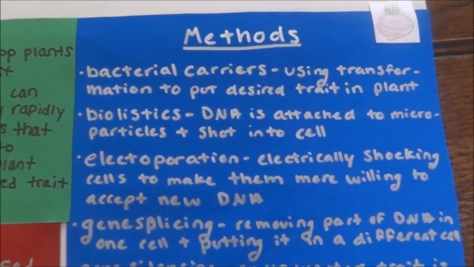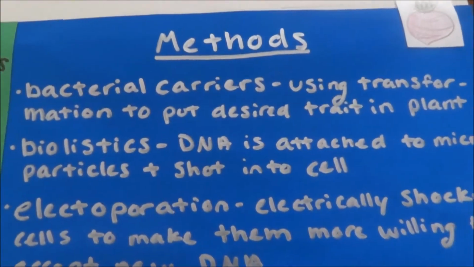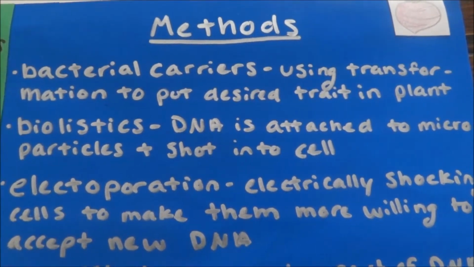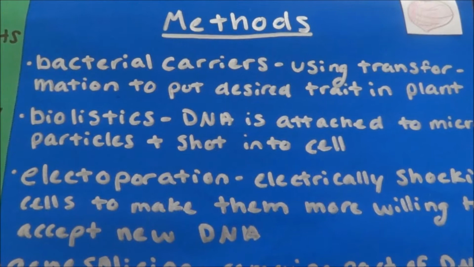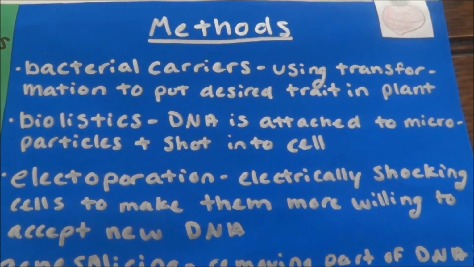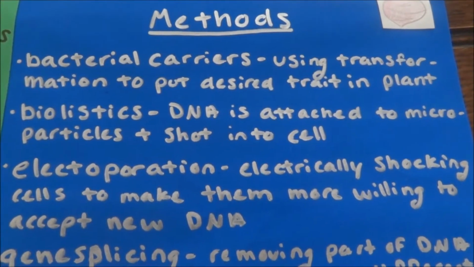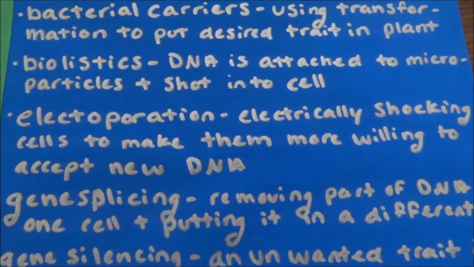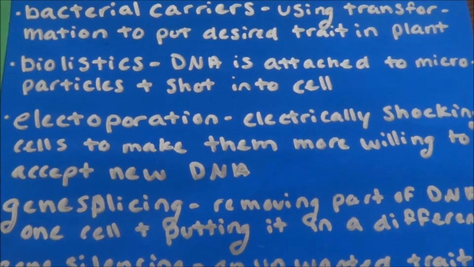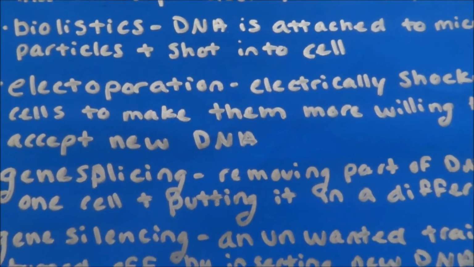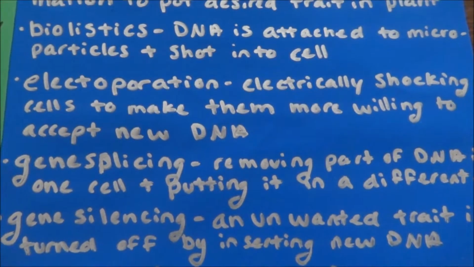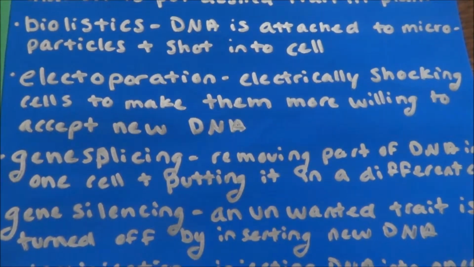This is Alex. Some of the methods used for genetically modified foods include bacterial carriers, which is using transformation to put a desired trait in the plant, just like we did in class. Biolistics is when DNA is attached to microparticles and then shot into the cell. Electroporation is when you electrically shock the cells to make them more willing to accept new DNA.